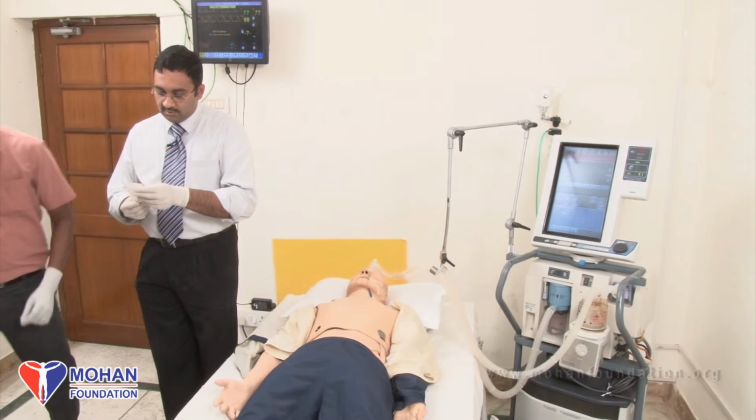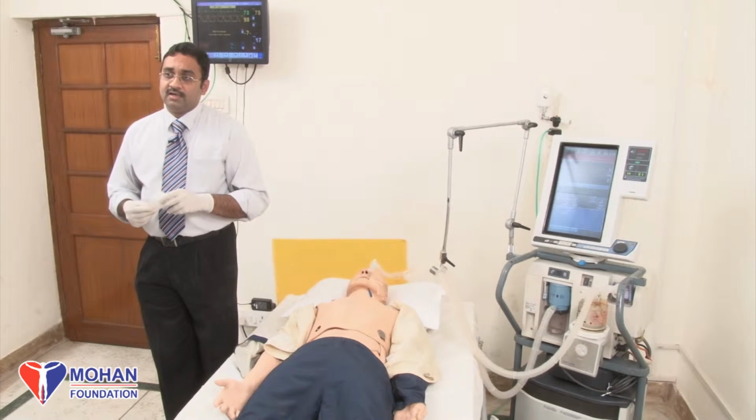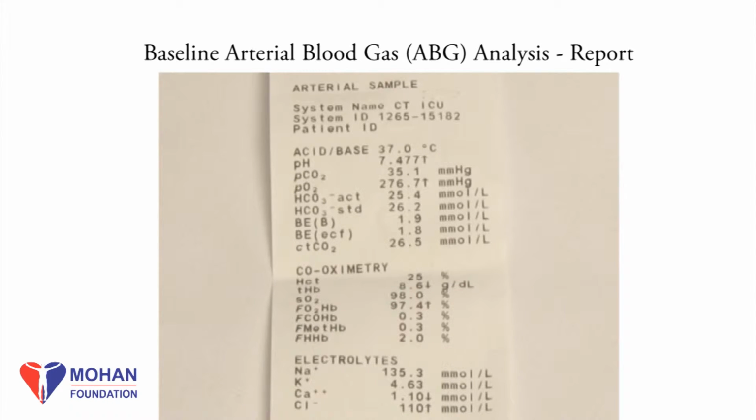Thank you. So, we have the baseline ABG result here. When we have the baseline ABG, we are going to look at a few things to decide whether this patient is fit enough to undergo the apnea test. First, we are going to look at the pH, 7.47. This is within the physiological limits.